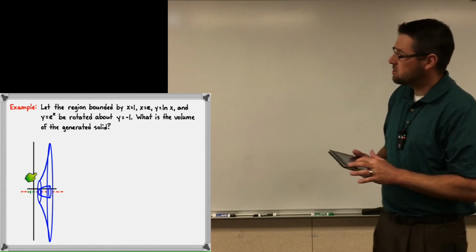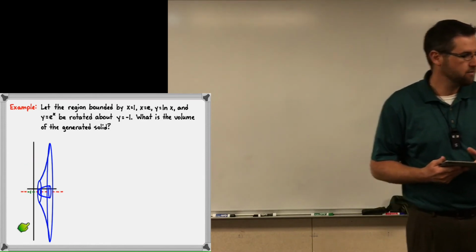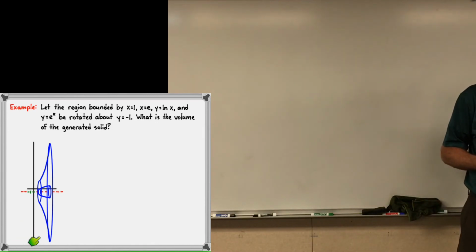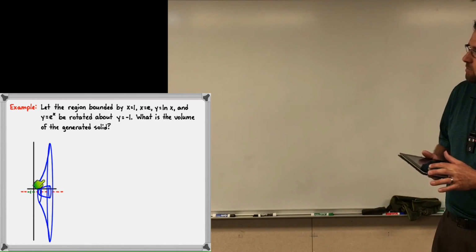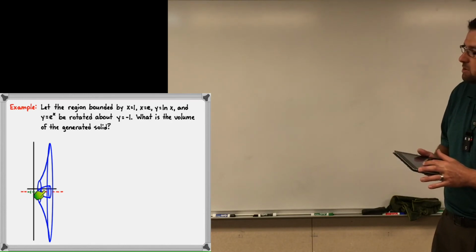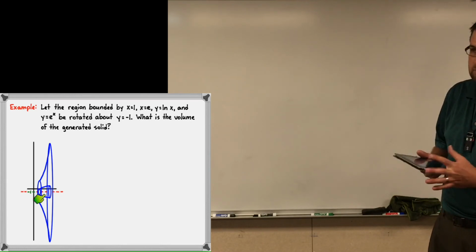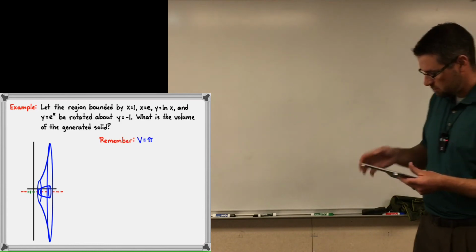So here's the big question. This is a washer, and you guys can see why, because there's a hole inside of it, right? How big is the big radius? The function plus 1. It's going to be the upper function plus 1, right? And how big is the lower radius? The lower function plus 1.